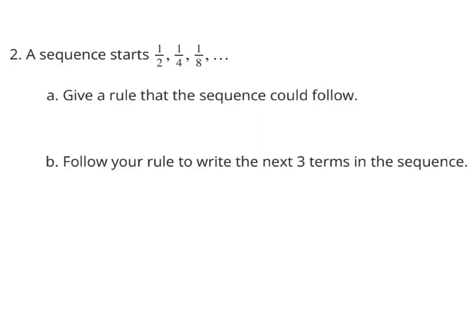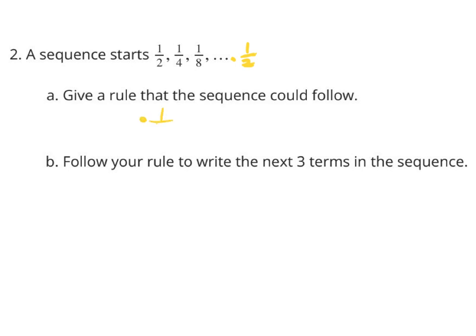Okay, a sequence starts 1/2, 1/4, 1/8. So we can see that the bottom is multiplying by 2 because 2 times 2 is 4. 4 times 2 is 8. So the bottom is multiplying by 2. But what is the top multiplying by? You know that 1 times any number will give you the same number. So 1. So we're multiplying by 1/2. So that is the rule.